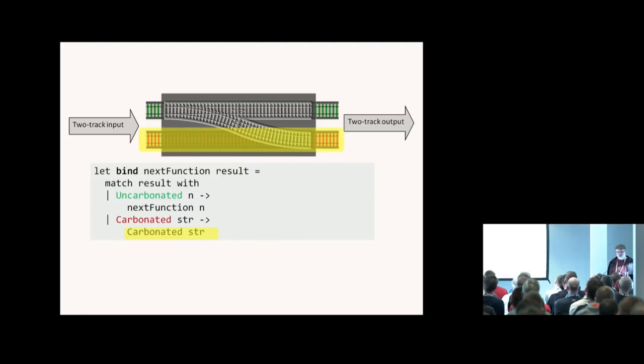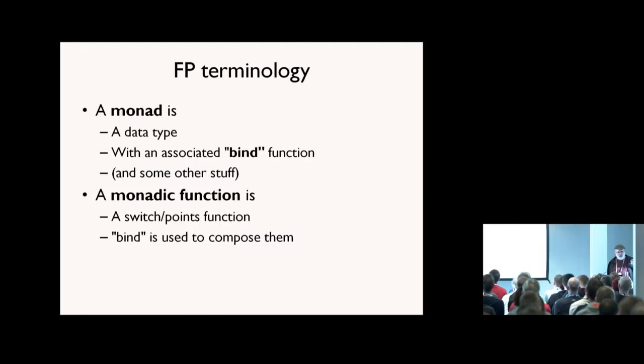Okay, and there's a bind for all sorts of things. So this is a quick definition of a monad. A monad actually sounds complicated, but all it is is a data type, in our case the carbonation data type, and an associated bind function. In our case it was the if uncarbonated do, and some other very simple stuff just to make sure that everything works as expected, that you don't have weird behavior. And that's basically it. And a monadic function, which you might also hear, is basically one of these switch or points functions. And you use bind, you run into these a lot, and the reason why bind is so important is that bind is a way of composing these things.